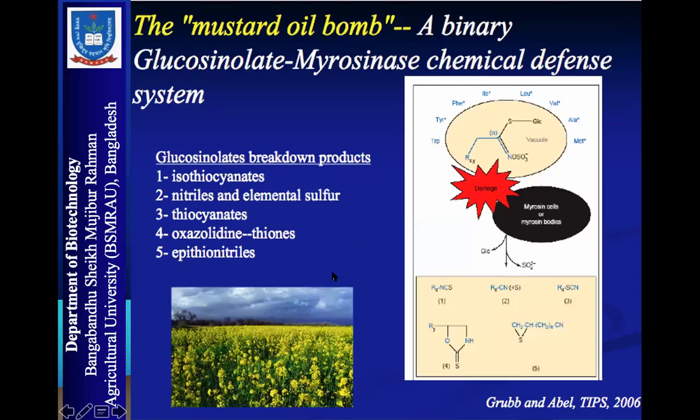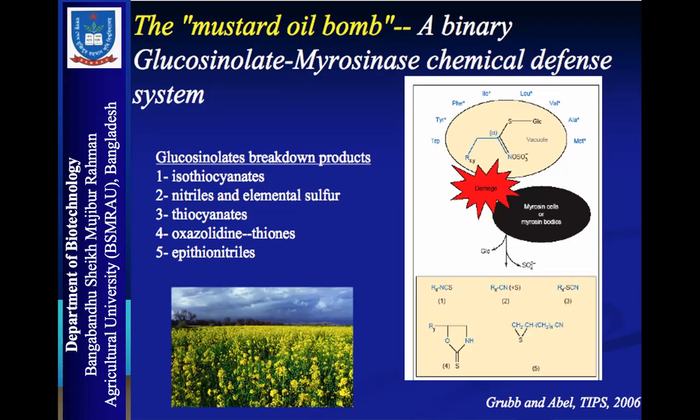So here you can see one example: the mustard oil bomb, a binary glucosinolate-myrosinase chemical defense system. You know the mustard plant in our country; it looks very nice at the field flowering stage. If you touch the mustard plant, or taste mustard oil, you can find the pungent taste, a strong aromatic compound.